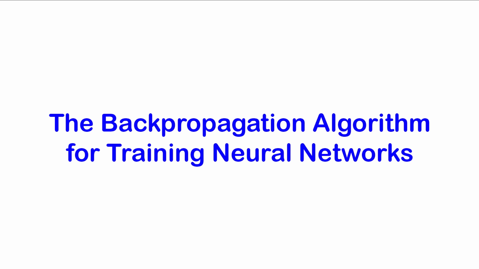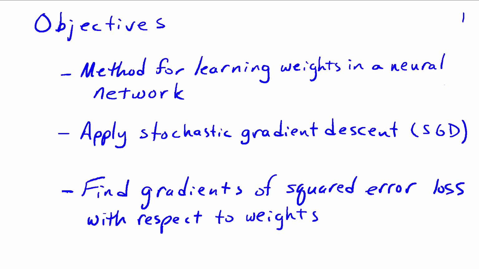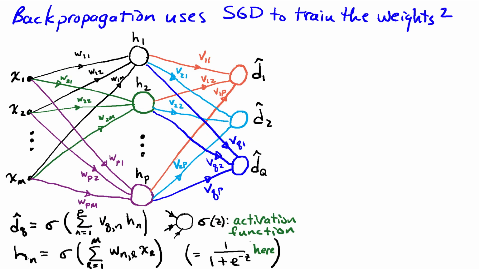In this video, we're going to derive the backpropagation algorithm for training neural networks, that is, for learning the weights. So our objectives are to find a method for learning the weights in a neural network. We're going to do so by applying stochastic gradient descent, and this involves finding the gradients of squared error loss with respect to the weights. So the backpropagation algorithm uses stochastic gradient descent to train the weights.